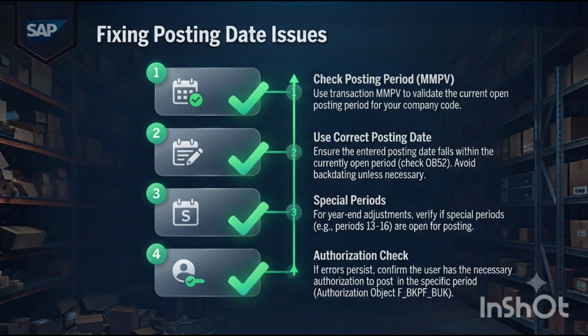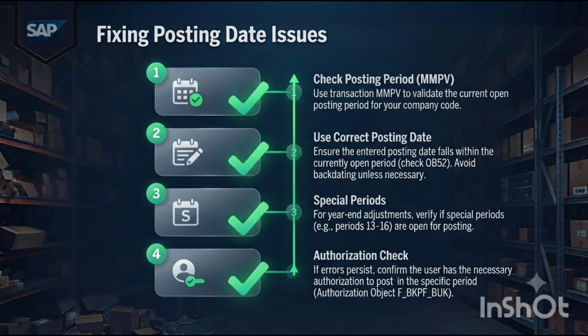To fix posting date issues, follow these detailed steps. First, check the current posting period using transaction MMPV. Second, always use today's date or a valid date within the open period. Third, if you need to post in a special period, get proper authorization from finance. Fourth, you can use transaction OB52 to check and manage posting periods for different accounts.